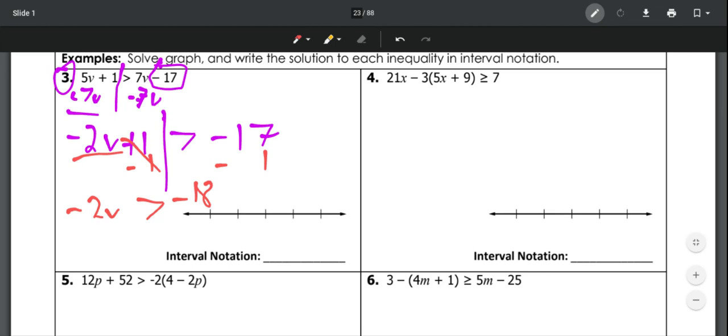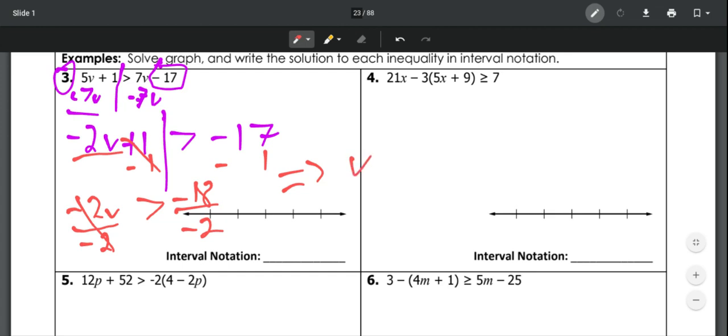Now, our last step is to get rid of this negative 2 from the v. And the way we do that is, we said before, this is negative 2 times v. So we're going to divide by negative 2 because we need to do the opposite of whatever's happening there. So that's going to get rid of that. What we do to one side, we do to the other. So now this is going to end up giving us v.